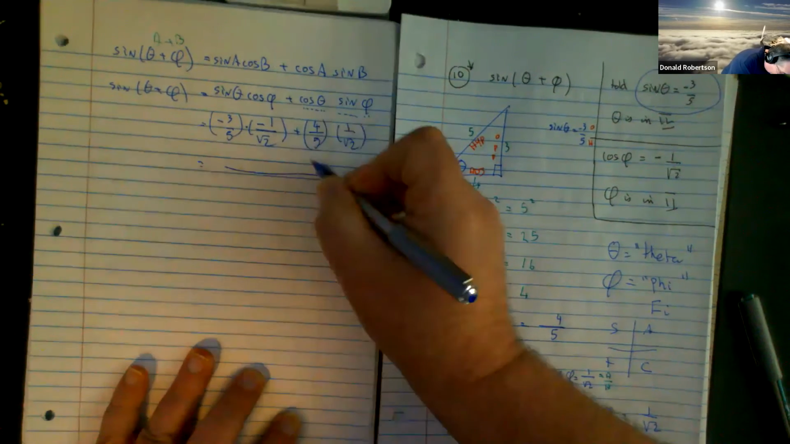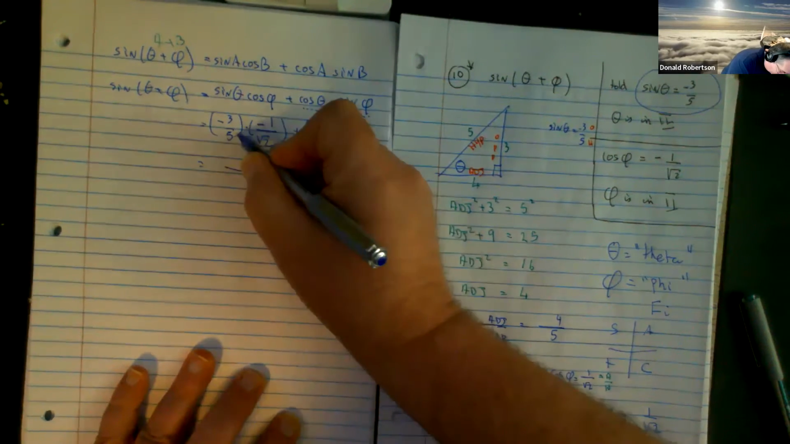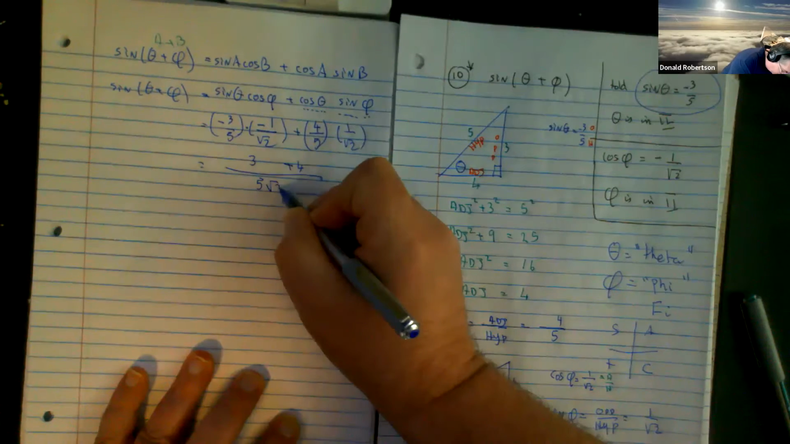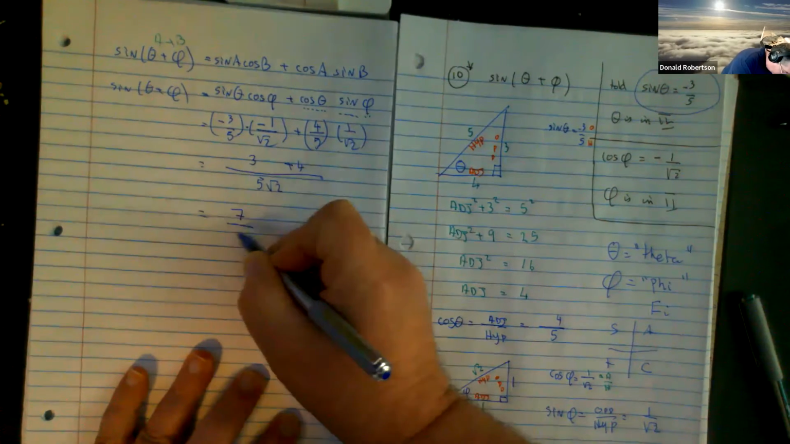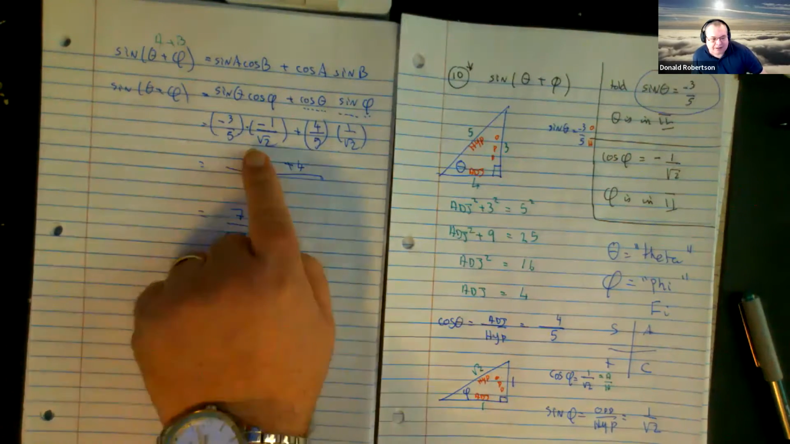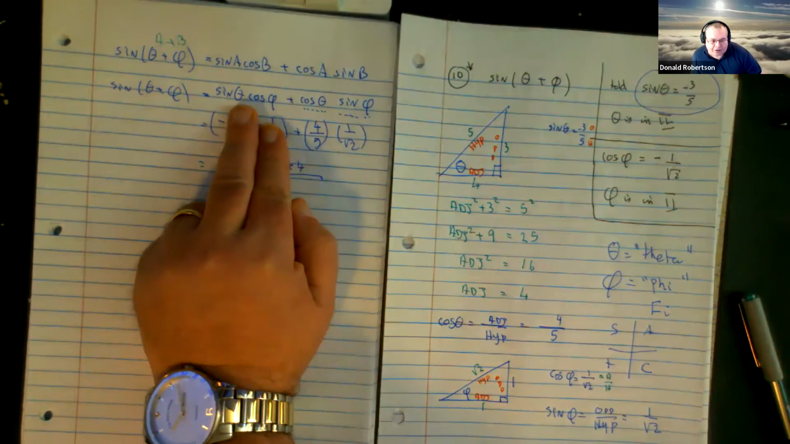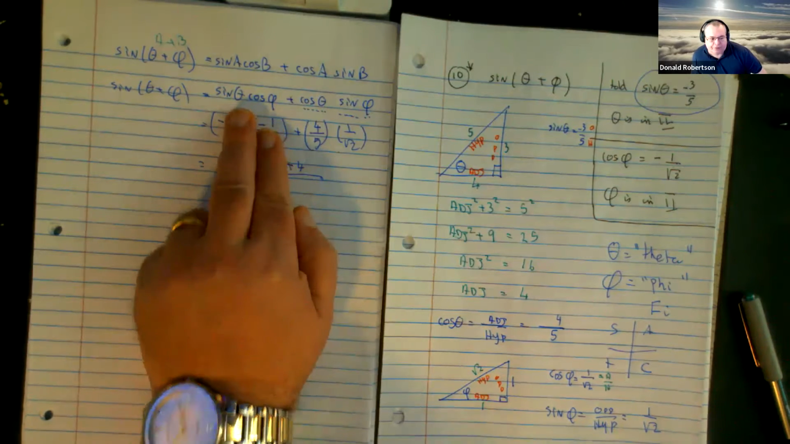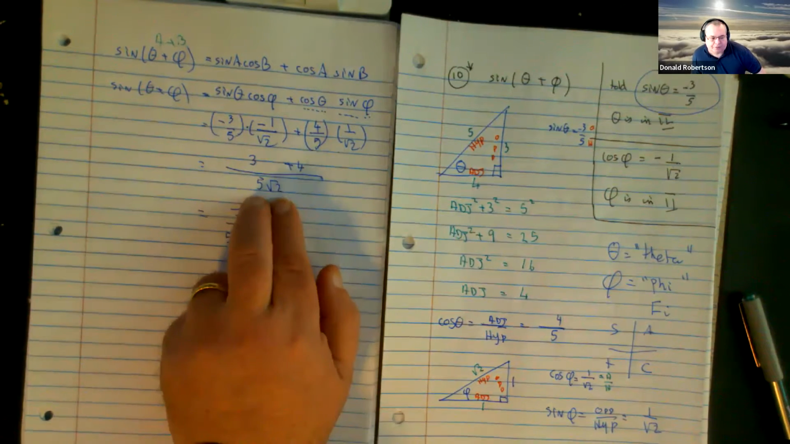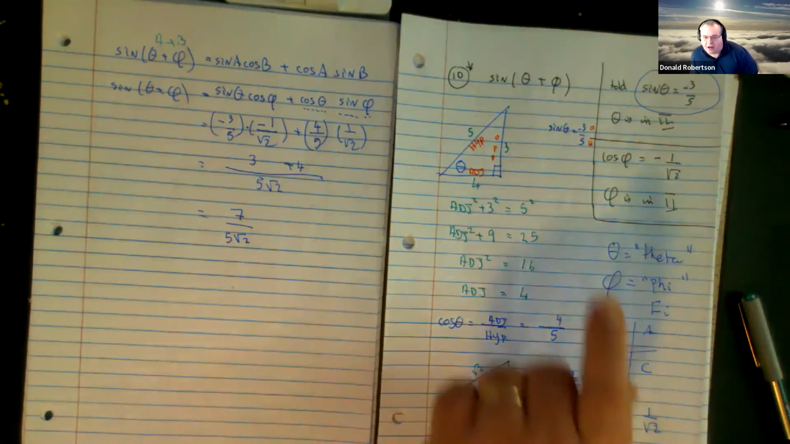Right. This term is 3, and this one is 4, and they share a common denominator. So the answer would be 7 over 5 square root 2. You happy? I kind of skipped a line there. I multiplied these together and got 3 over 5 root 2. And I multiplied these together and got 4 over 5 root 2. Well, 3 plus 4 over 5 root 2 gets you 7 over 5 root 2. Cool? We're good?